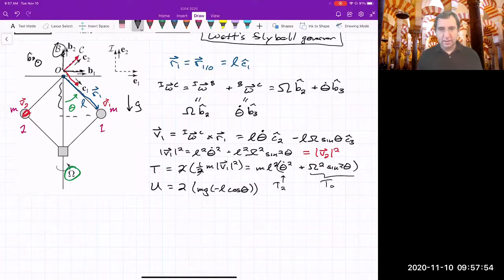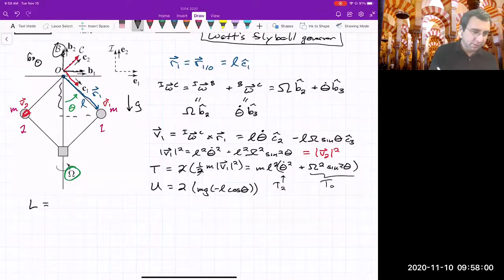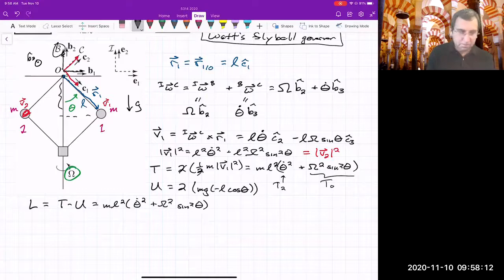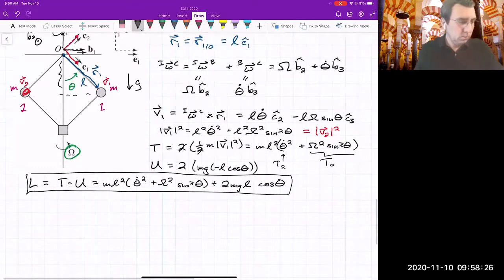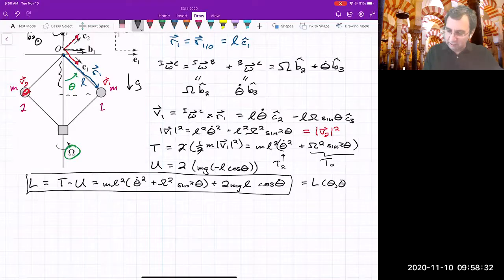So now we've got kinetic plus potential. We could write the Lagrangian, T minus U: m L squared theta dot squared plus omega squared sine squared theta, minus of a minus, so we pick up plus 2mgL cosine theta. So there's our Lagrangian. This is a function of just theta and theta dot. So we only have one degree of freedom, it's theta.